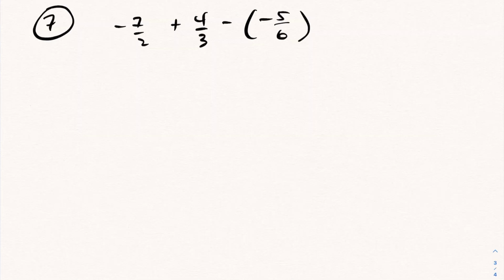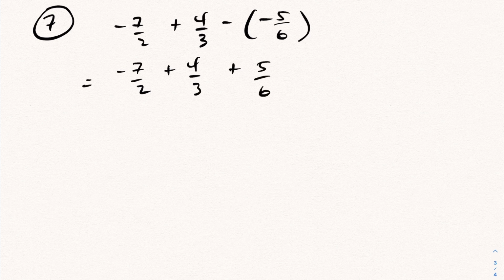Okay, so take a look at number 7 here. Number 7, again, you're going to want to clean it up first. So we're going to have here negative 7 over 2 plus 4 over 3. 2 minuses become positive. And once again, we need to find a least common multiple of 2, 3, and 6. Well, the least common multiple of 2, 3, and 6 is 6.